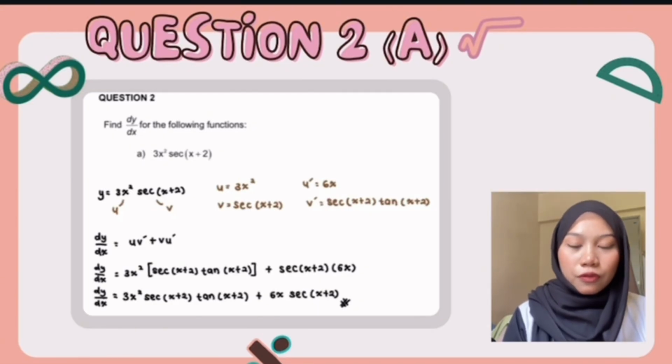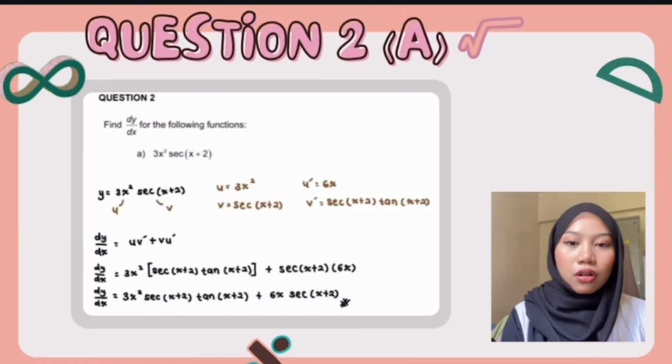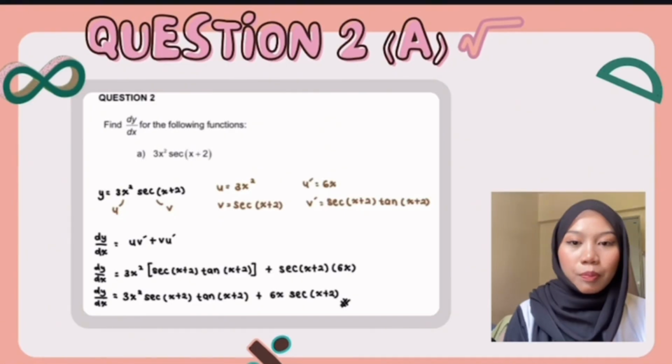Then we need to find u prime and v prime. For u prime it is 6x, and to get v prime, we need to use the chain rule because x plus 2 is a function inside the secant function. The derivative of secant is secant x tan x. Now, substitute all the values into the formula, then write it in a proper form, which gives dy over dx equal to 3x squared secant (x plus 2) tan (x plus 2) plus 6x secant (x plus 2).